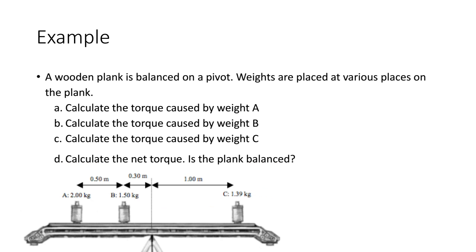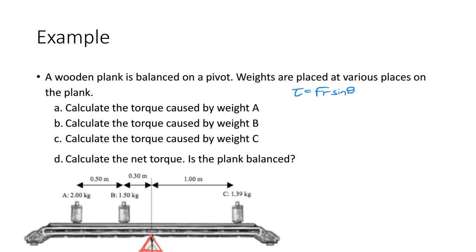In our last example, a wooden plank is balanced on a pivot. Here's our pivot right here. Weights are placed at various places along the plank. We're going to calculate the torque caused by weight A, B, and C. And we're going to assume this is a massless plank.